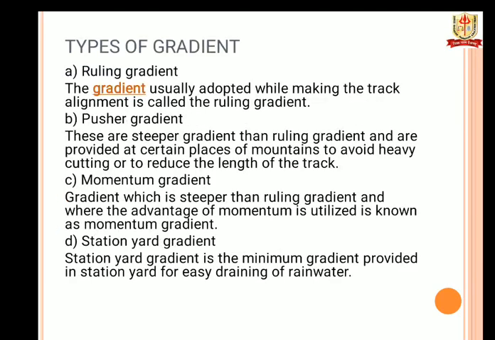Next is types of gradient. Ruling gradient. The gradient usually adopted while making the track alignment is called a ruling gradient. Pusher gradient. These are steeper gradients than the ruling gradient and are provided at certain places in mountains to avoid heavy cutting or to reduce the length of the track.